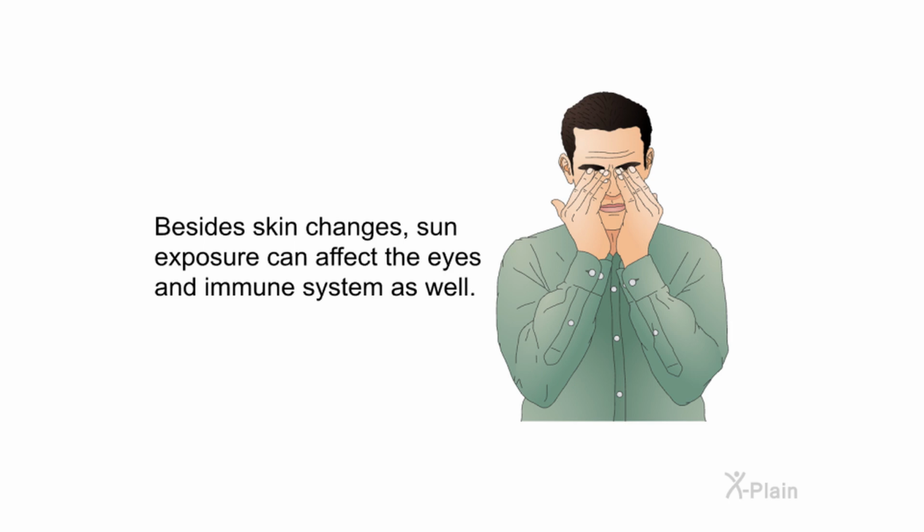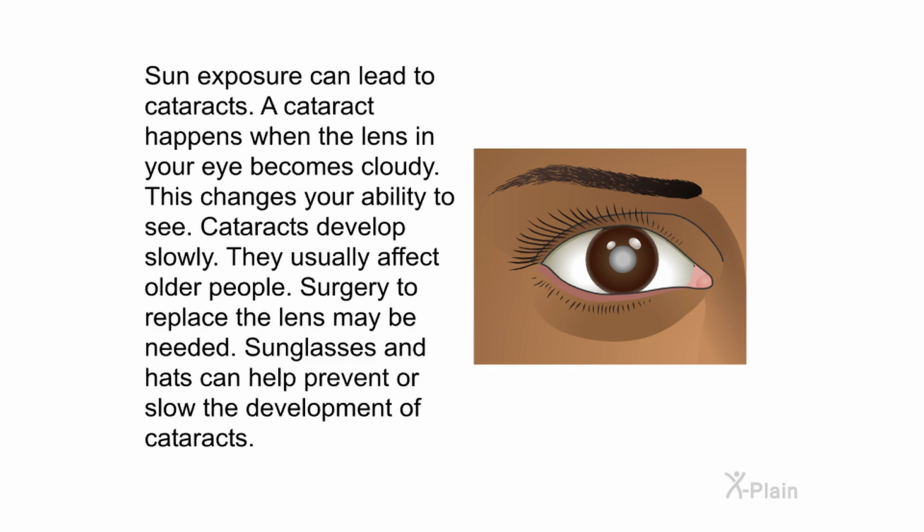Besides skin changes, sun exposure can affect the eyes and immune system as well. Sun exposure can lead to cataracts. A cataract happens when the lens in your eye becomes cloudy. This changes your ability to see. Cataracts develop slowly. They usually affect older people. Surgery to replace the lens may be needed. Sunglasses and hats can help prevent or slow the development of cataracts.